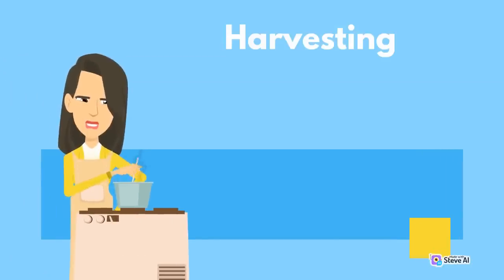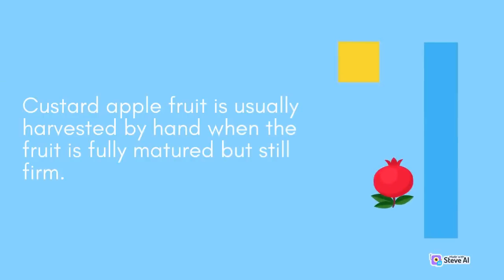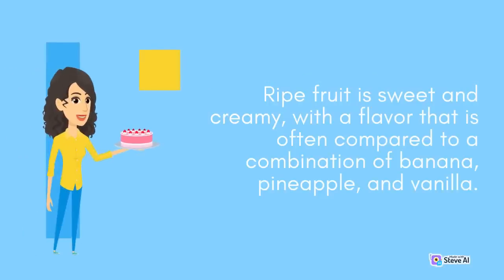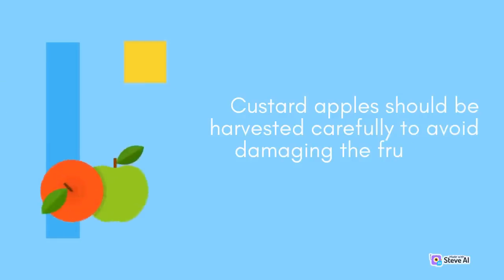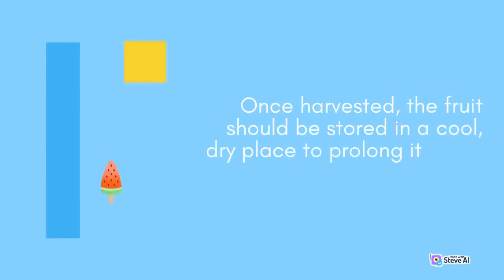Harvesting. Custard apple fruit is usually harvested by hand when the fruit is fully matured but still firm. Custard apples should be harvested carefully to avoid damaging the fruit or the tree. Once harvested, the fruit should be stored in a cool, dry place to prolong its shelf life.